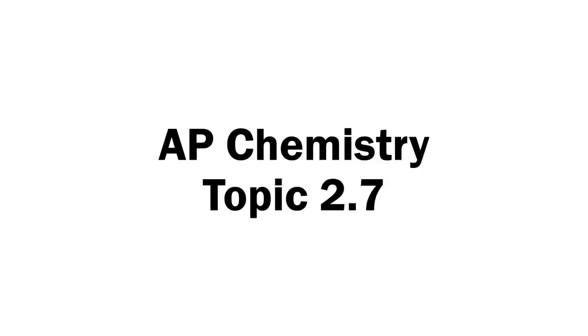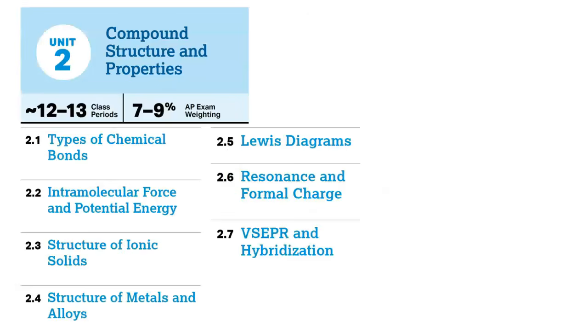These are the answers to the AP Chemistry packet that covers Topic 2.7. On this slide, you can see Unit 2 at a glance. Unit 2 is entitled Compound Structure and Properties. In this video, we will take a look at Topic 2.7, VSEPR and Hybridization.